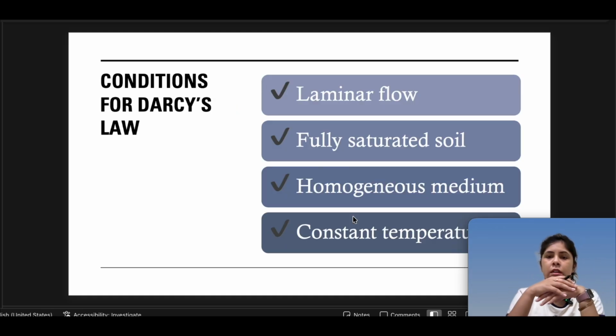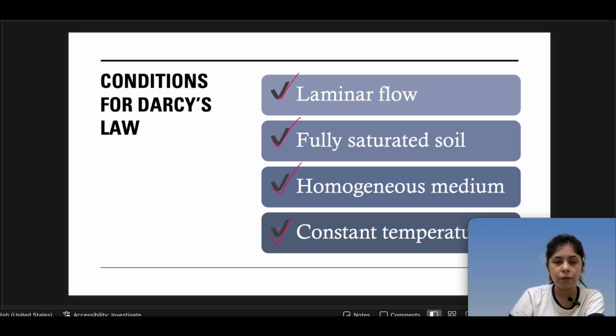Let's have a few conditions for Darcy's law. Condition number 1 is the flow should be laminar. If there is any chance of turbulent flow, it will not work. And the soil should be fully saturated. That's also a condition. The medium of soil should be homogeneous, and there should be constant temperature. Only under these conditions does Darcy's law work. If any of the conditions is not followed, then Darcy's law will not give appropriate answers.